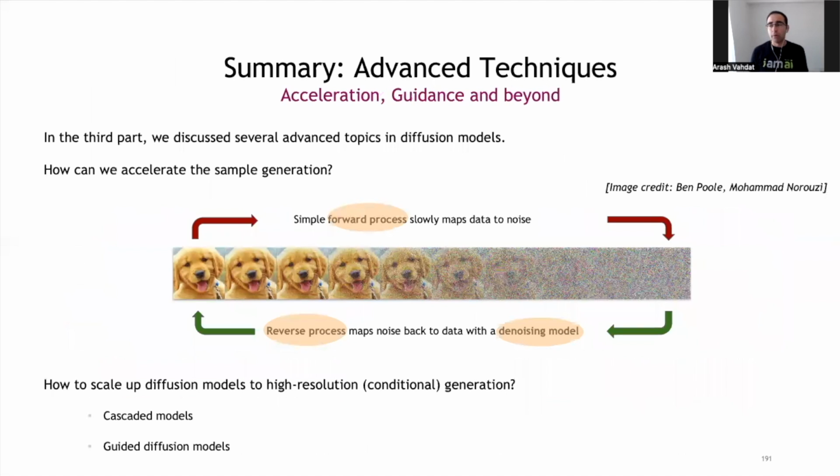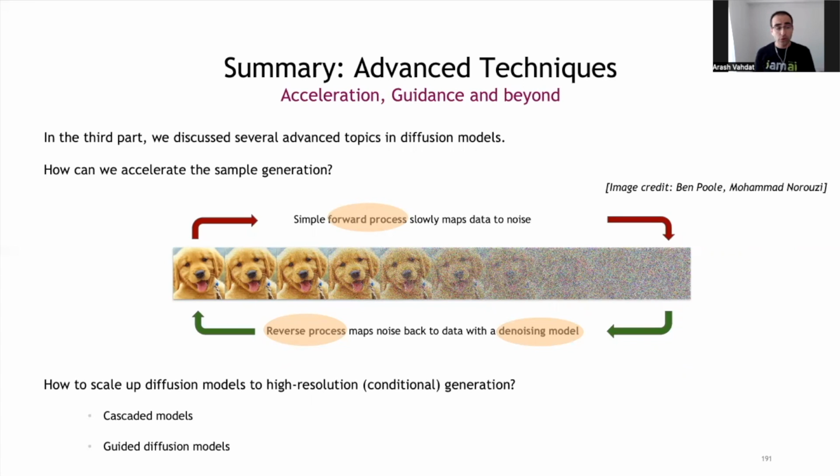In the third part, Ruiqi talked about advanced topics in diffusion models. She mostly focused on accelerating sampling from diffusion models, and she studied this from three different perspectives, including how we can define forward processes that accelerate sampling, how we can come up with better reverse processes, or how we can come up with better denoising models that allow us to accelerate sampling from diffusion models.